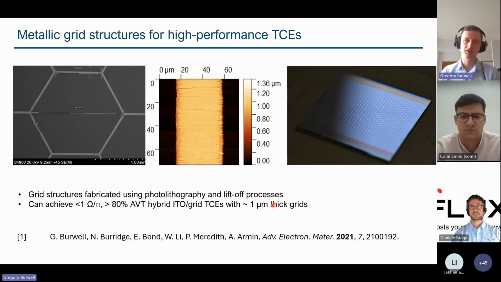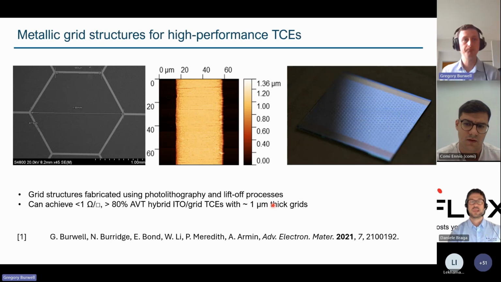One of the interesting things about the metallic grid approach is that it's very agnostic as to the TCO material you use, or in fact, you might not use a TCO at all. You might consider using something like a conductive polymer. So in the citation below, we explore some of the parameterization of how you might use metallic grid structures with TCEs.